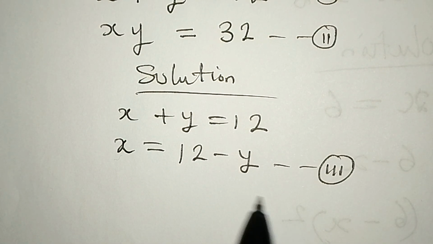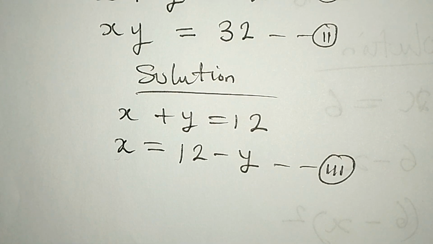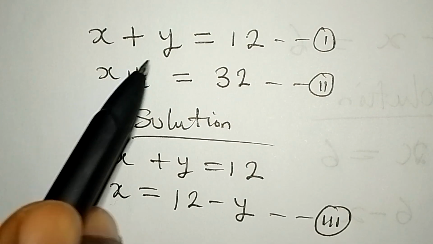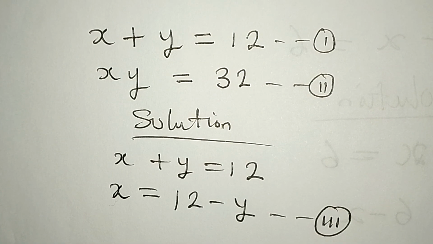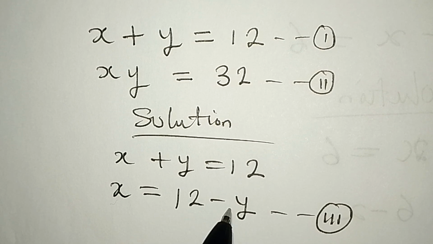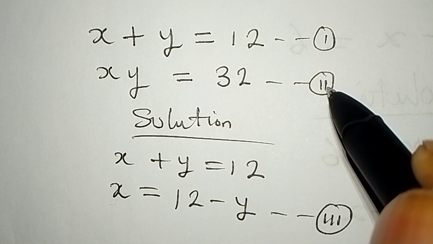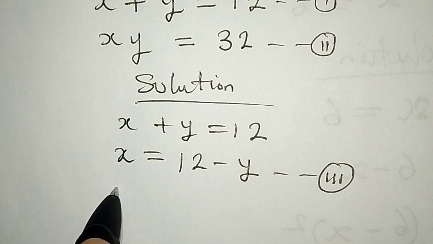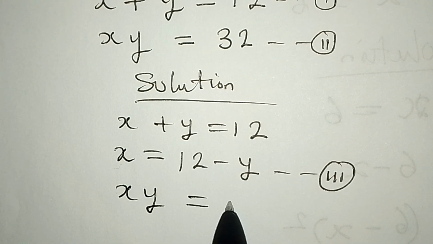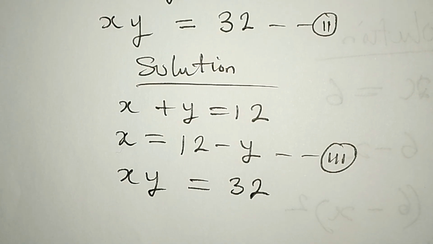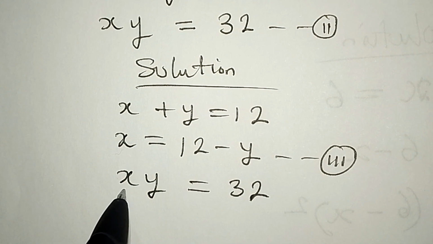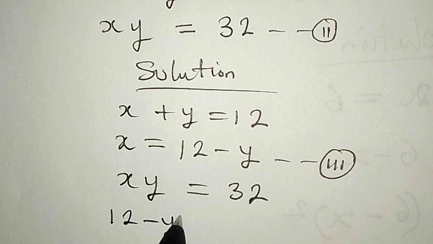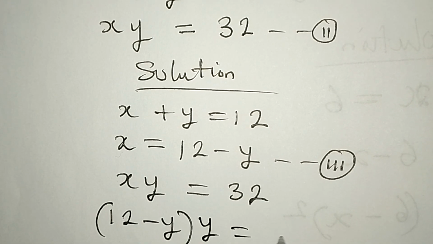Now the next thing is to substitute this value into the second equation. Do not put this value back into the first equation, because it is from the first equation that we got this, the third equation. So put it into the second, because we are working both of them simultaneously. We have our equation 2 as xy equals 32. Now in place of x, we'll be having 12 minus y, and then there is y outside, equals 32.